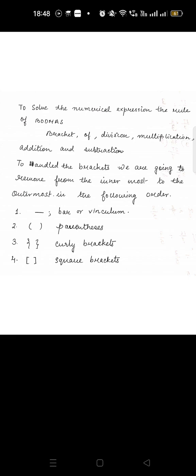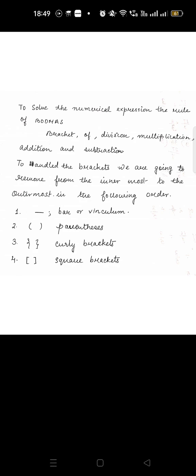That means when we are going to solve any expression, any numerical expression, we have to solve according to it. That means first we have to solve the bracket part, then the of part, then the division, then the multiplication, then the addition, and then at last the subtraction.